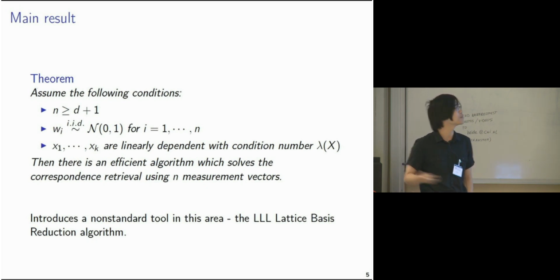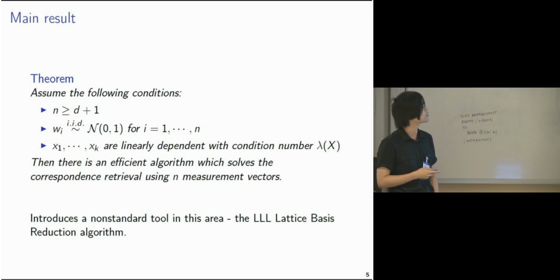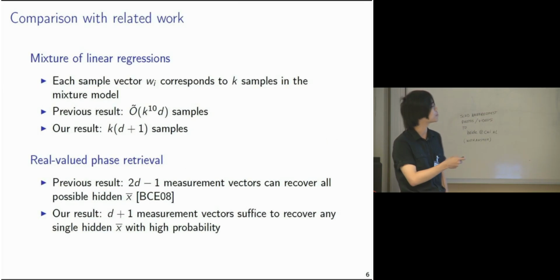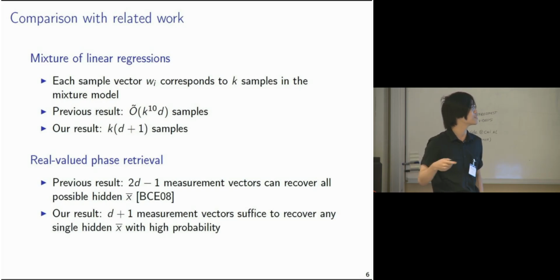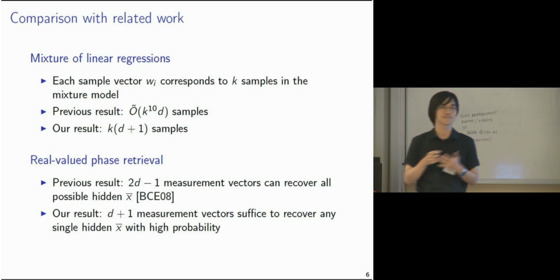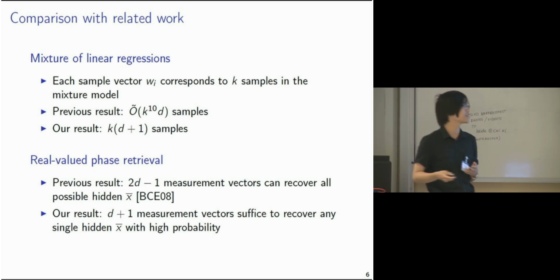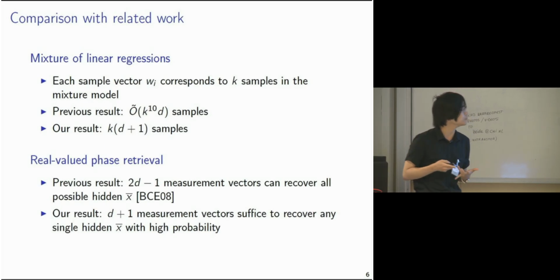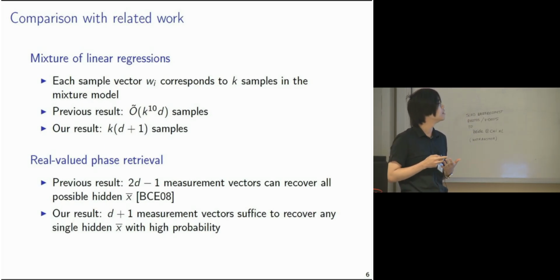So let me go into some of the technical details of how we arrive at this. So first, just to compare, we go from k to the 10d samples down to kd plus 1. And in the phase retrieval setting, the previous result is that you can choose 2d minus 1 measurement vectors a priori, and then this is sufficient to recover all possible hidden vectors x. Whereas our result is sort of an orthogonal result that says for any individual fixed x, if you sample d plus 1 measurement vectors, then with high probability that suffices.